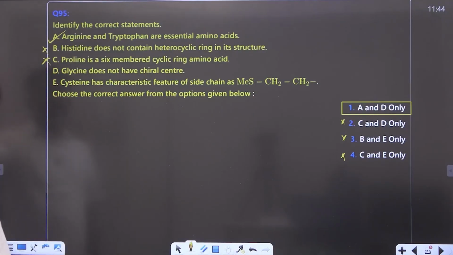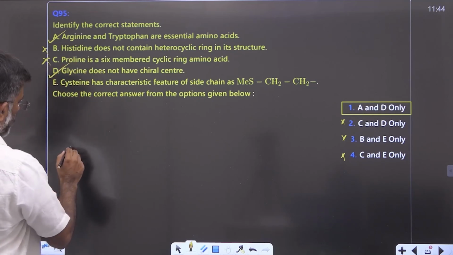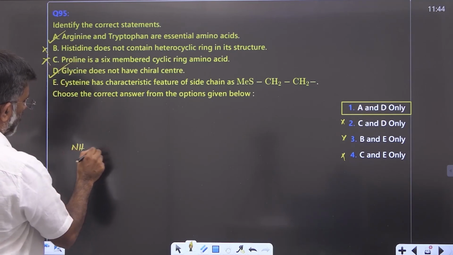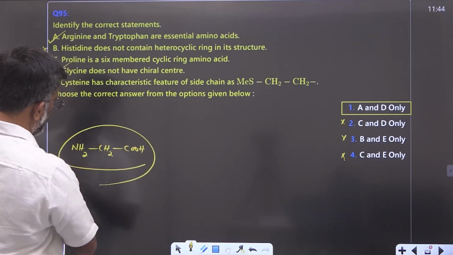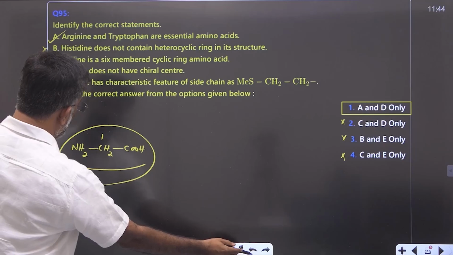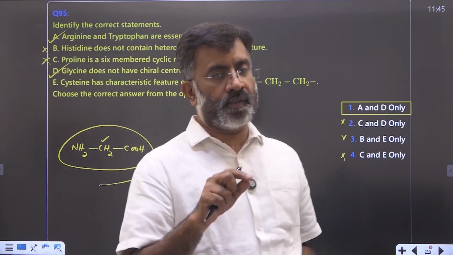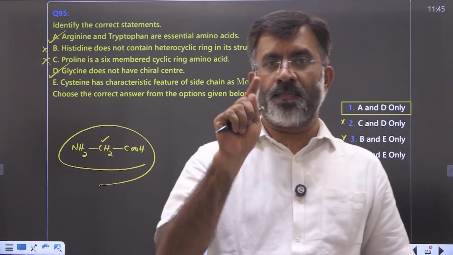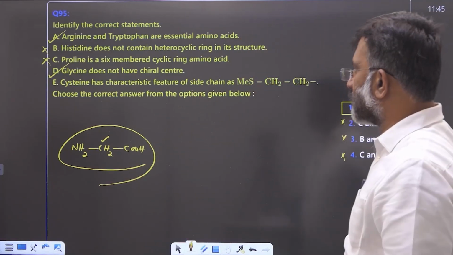It is wrong. Glycine does not have chiral center. We know that glycine does not have chiral center. This is glycine, NH2, CH2, COOH. This is not a chiral center. It is a prochiral center. The carbon in glycine is not a chiral center, it is a prochiral center. There is no chirality. D is correct.